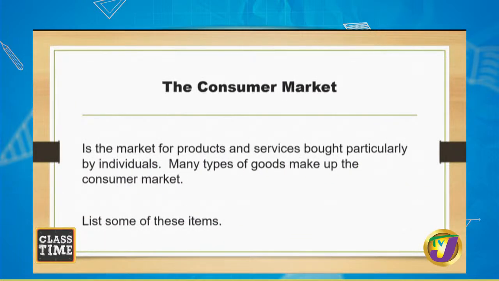Wonderful. So the consumer market is a market for products and services bought particularly by individuals. And many types of goods make up the consumer market. You can go ahead and list some of these items.